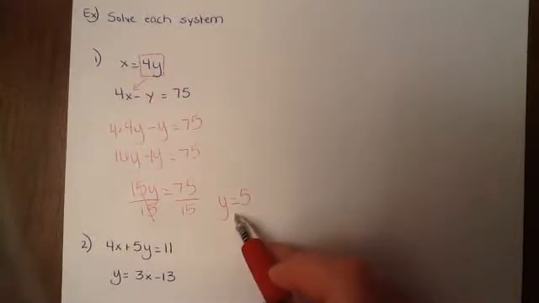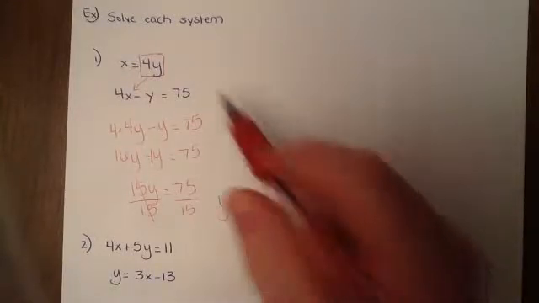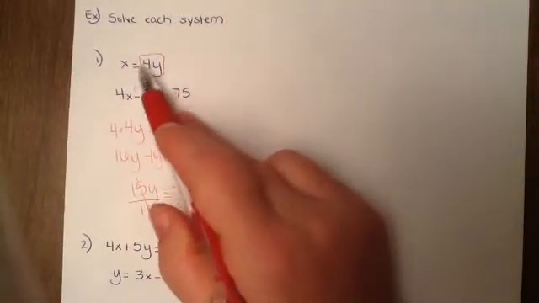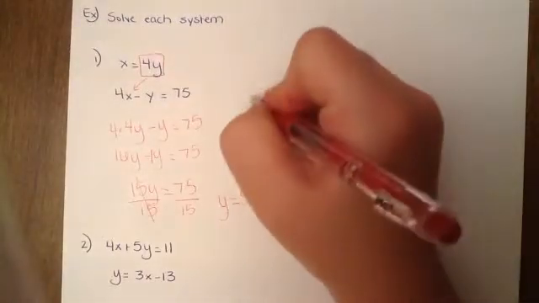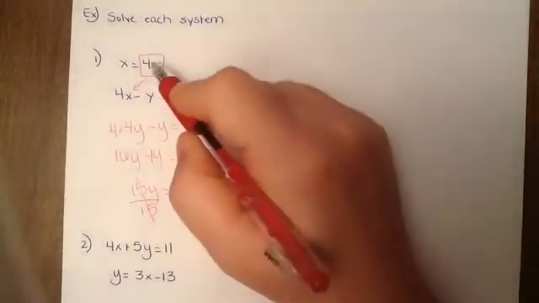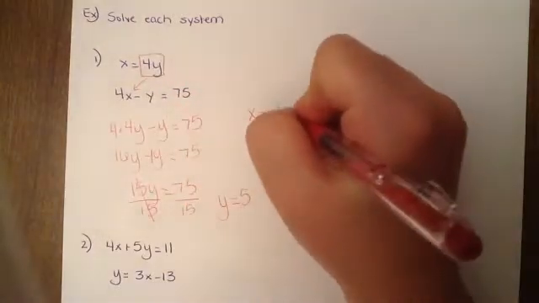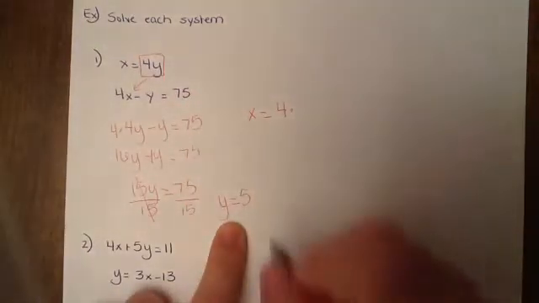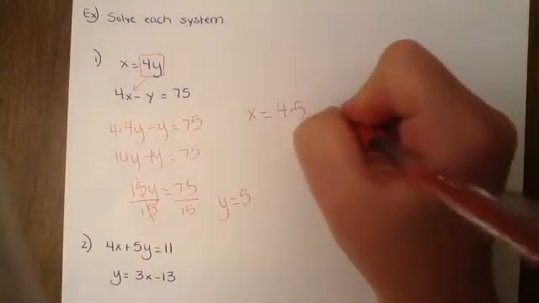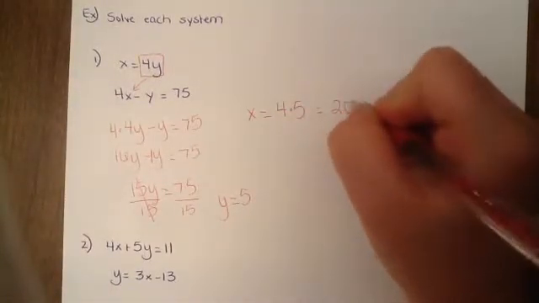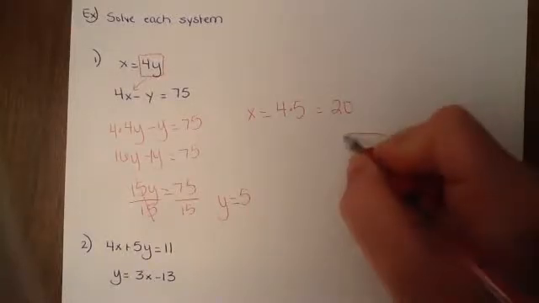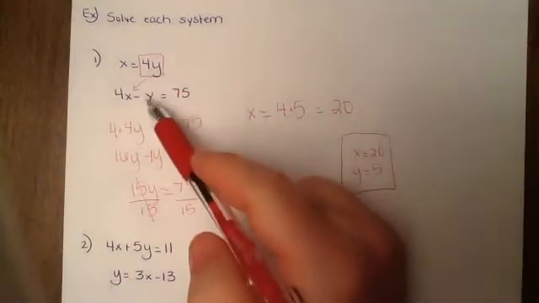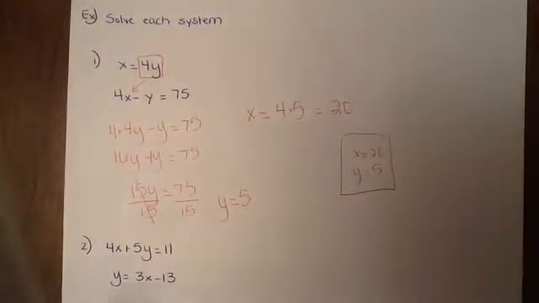I know what y is. Now what do I have to find? I have to find what x is. So I'm going to go back to where I have it boxed off right here, and I'm going to plug this back in. So x equals 4 times y, or 4 times 5, which is 20. So our answer, x equals 20, y equals 5. When I plug 20 and 5 back into these, it will work out. Okay.